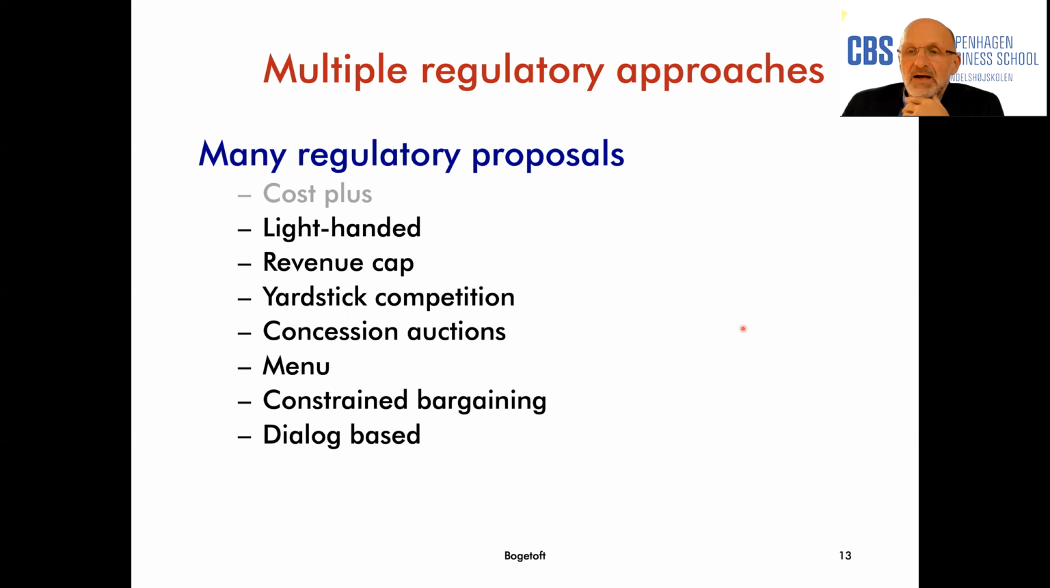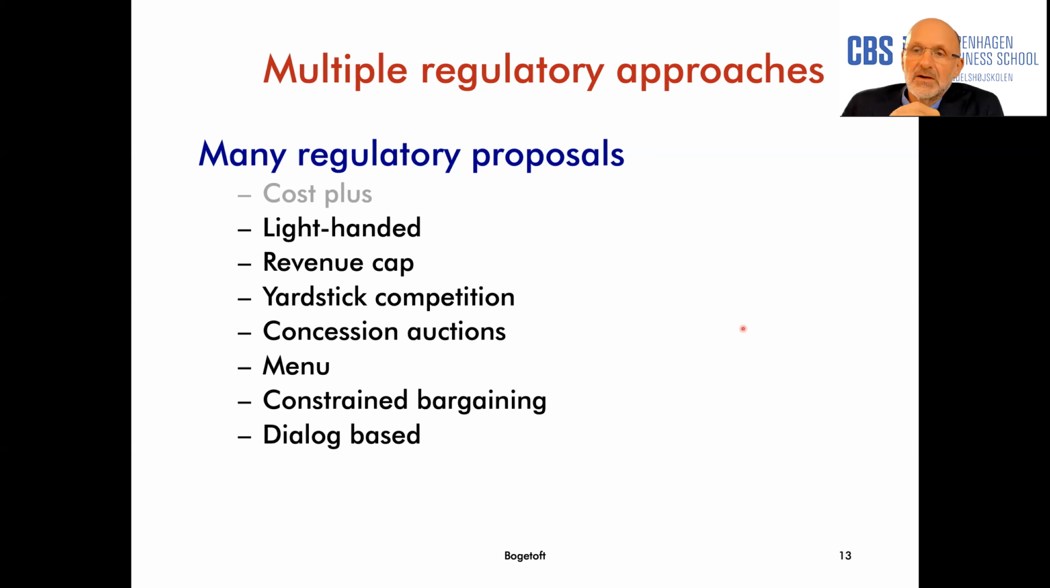So then there's light-handed regulation, then there's revenue cap regulation, the most popular one. Then there's yardstick competition. You can use concession auctions, and then there are also some more fancy regulations you can use, like menu-based, constraint bargaining, and dialogue-based regulations. And I'll discuss them just a little bit, but the main focus is going to be on the benchmarking aspect. So it's not going to be a long and detailed presentation of benchmarking techniques.